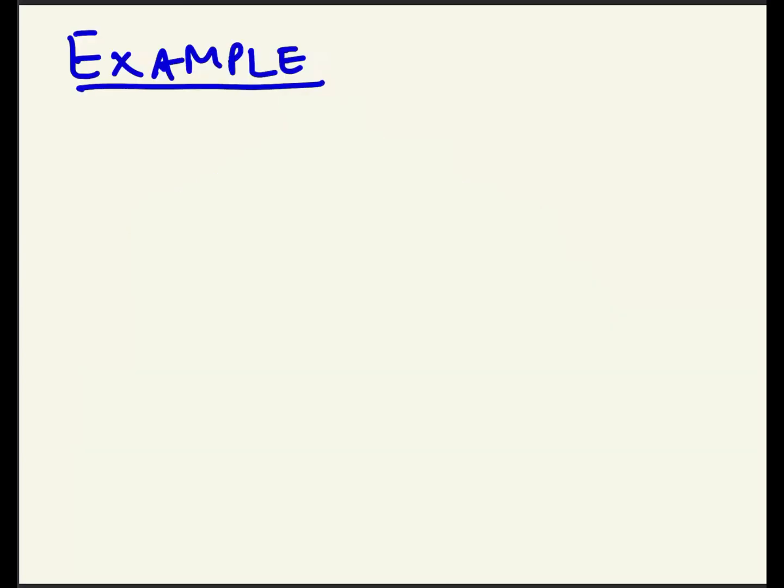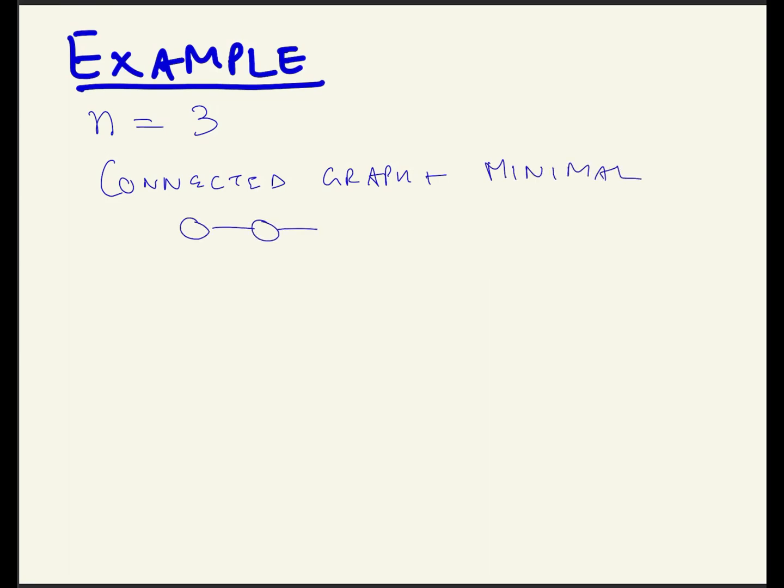Let's take a simple example where n is equal to 3 vertices. Now the number of ways you can construct a graph out of 3 vertices so that it is connected and actually minimally connected, which is the definition of a tree, which basically says if you remove an edge, your graph disconnects. You can only construct one such graph, which I've shown here.